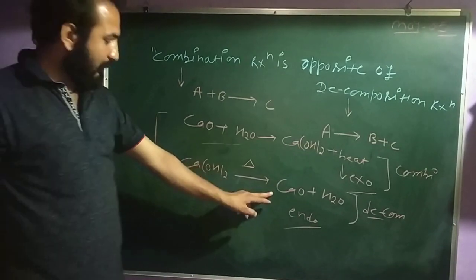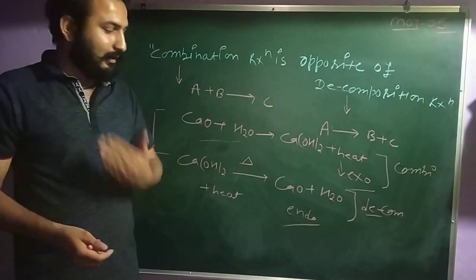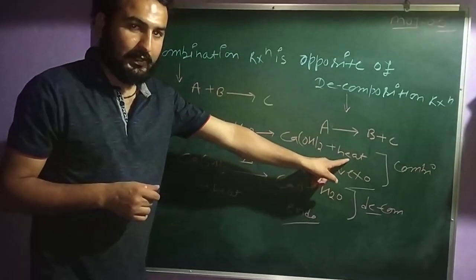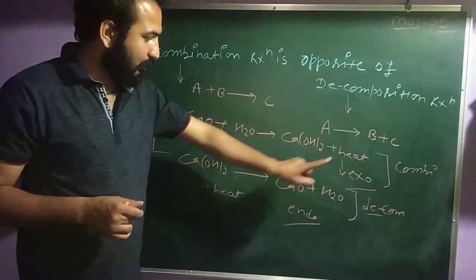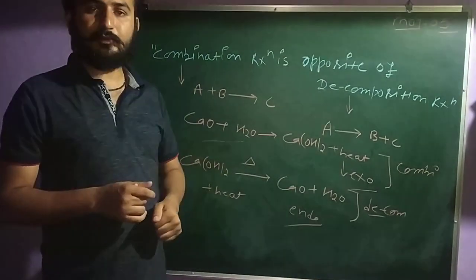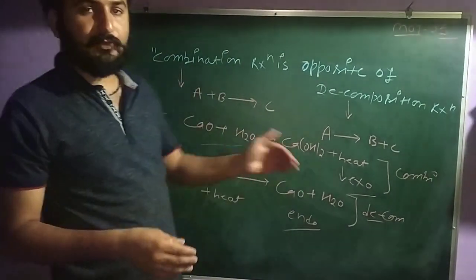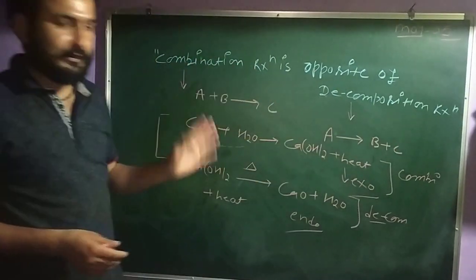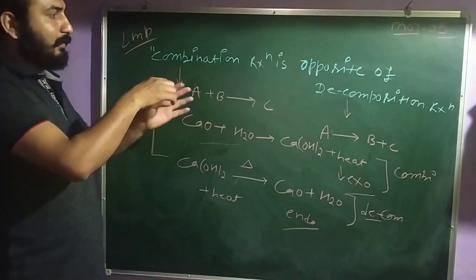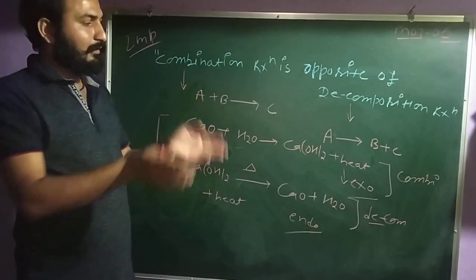Why is it endothermic? Because this reacting species absorbs some amount of energy to break down into this type of product. Releasing heat, absorbing heat. Exo, endo. Combination and decomposition. So now this justifies why combination reaction is the opposite of decomposition reaction. Clear? So this is a very important question for the board examination, and this is a tool to understand the combination as well as decomposition reaction very well.